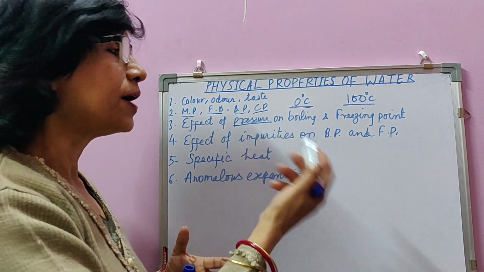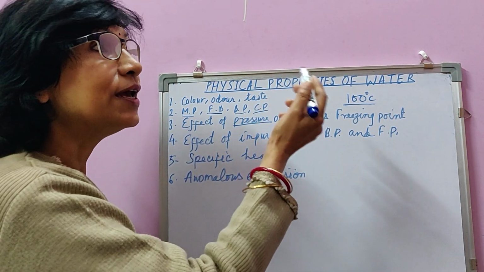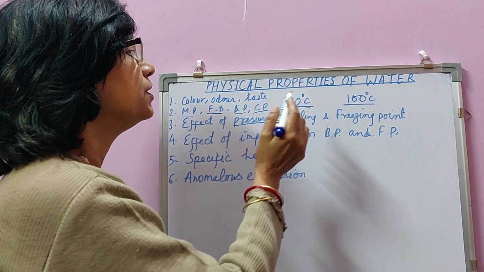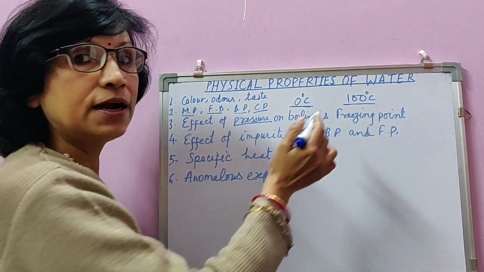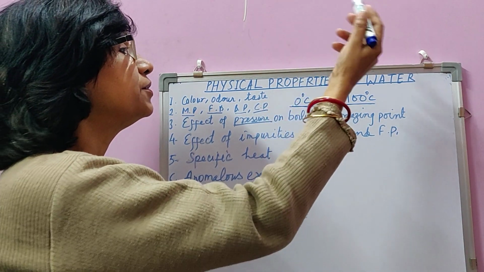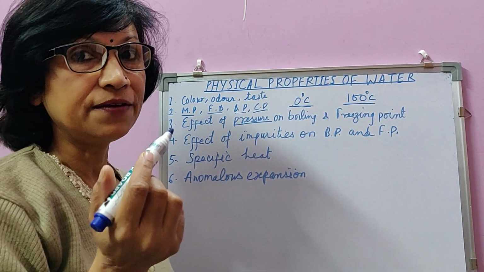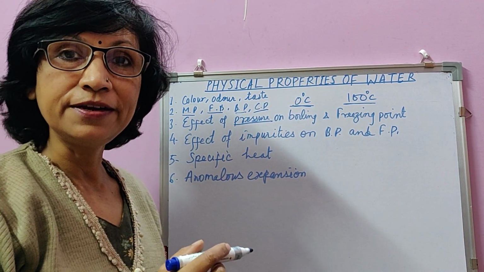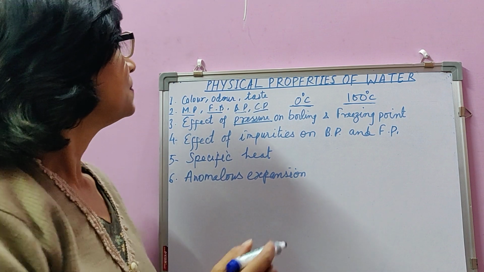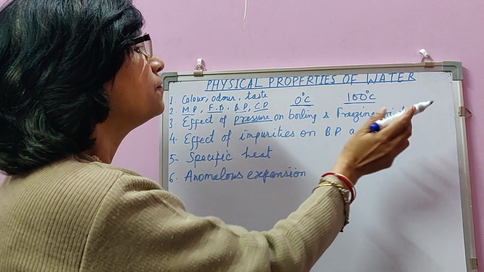If heat is being provided, then the solid form will melt to liquid water at 0 degrees Celsius. Same about boiling. Water boils at 100 degrees Celsius to get converted to steam. Steam of 100 degrees Celsius, if heat is taken away, will convert back to water of 100 degrees Celsius. Then, effect of pressure on boiling and freezing point.